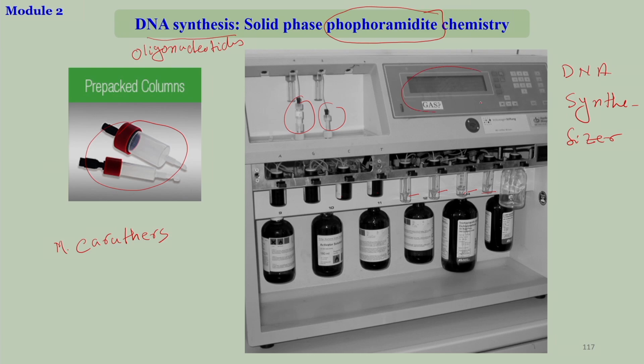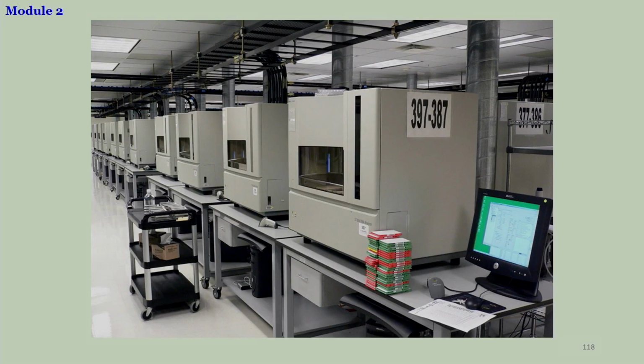There is a display over here which can tell you what is happening, which step you are in, and some monitoring is also there. So it is a beautiful invention, a beautiful discovery that allows you to do multi-step organic reactions in a very clean manner, all automated. You can simply press the start button on the computer and go home, and the machine will do all the work for you. All you have to do is tell the machine the desired sequence of the DNA that you want to synthesize, and then it will do it automatically.